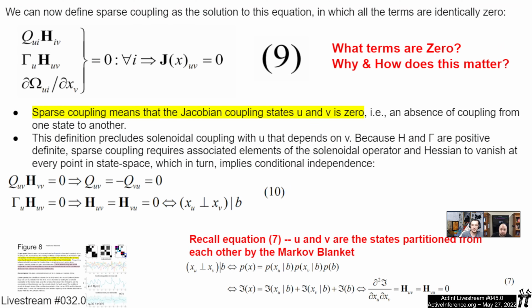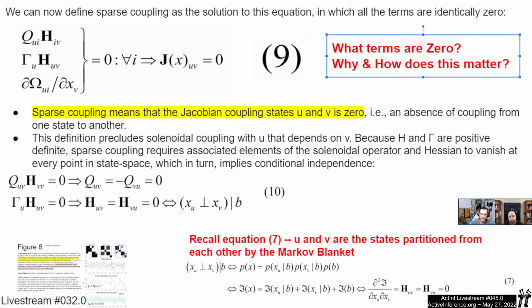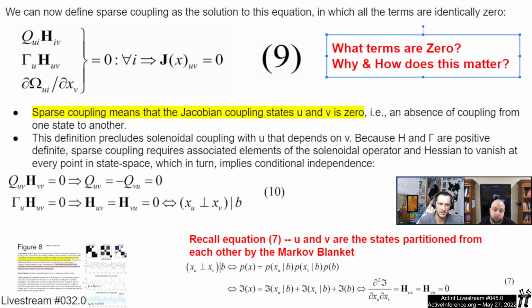Continuing on sparse coupling and formalism 9. We can define sparse coupling as the solution to this equation in which all the terms are identically 0. So, what terms are 0? What is the reading of this equation? Meaning, under what situations are they 0? Are they being measured and said to be estimated at 0? Are they being dictated to be 0? What does that mean in 9?